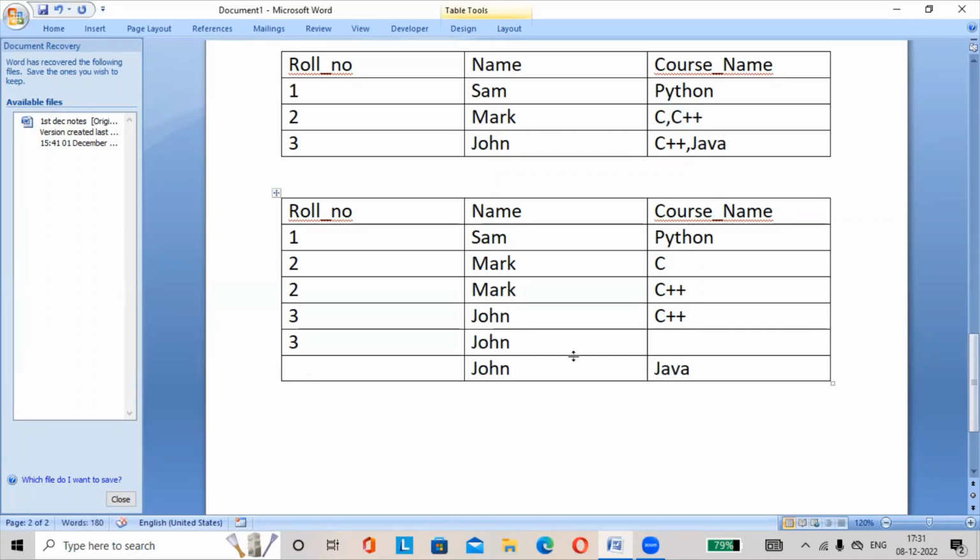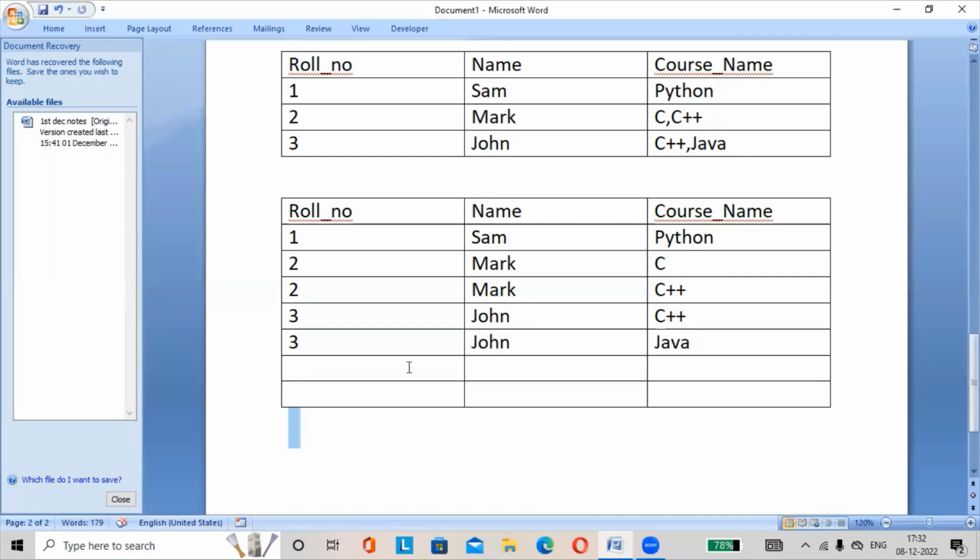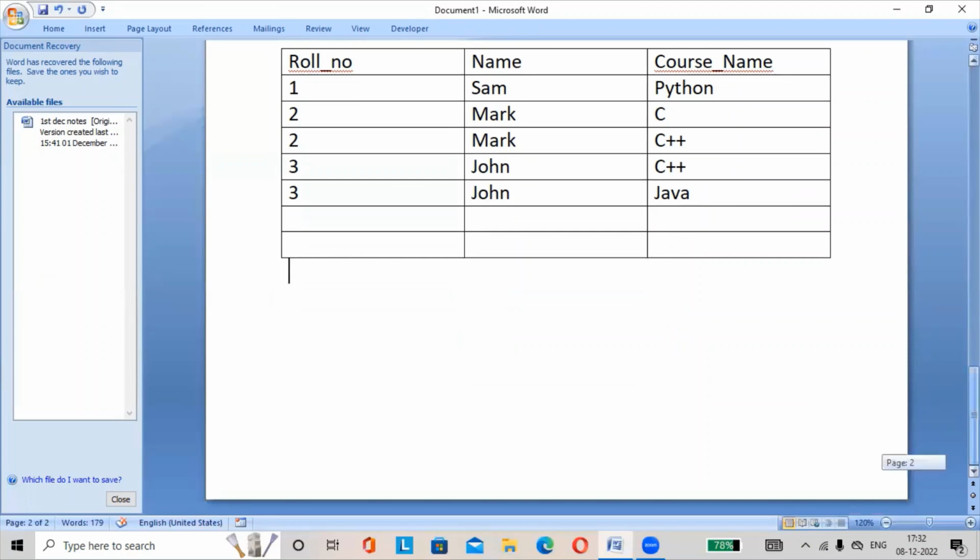Yes, ma'am. Is it clear now? Yes, ma'am. You mean to say first normal form, that is right? Yeah. To make this above table first normal form, we are just separating these column values, because we had put commas here. So it is in first normal form now. Is it clear? Yes, ma'am. Now we'll study about second normal form.